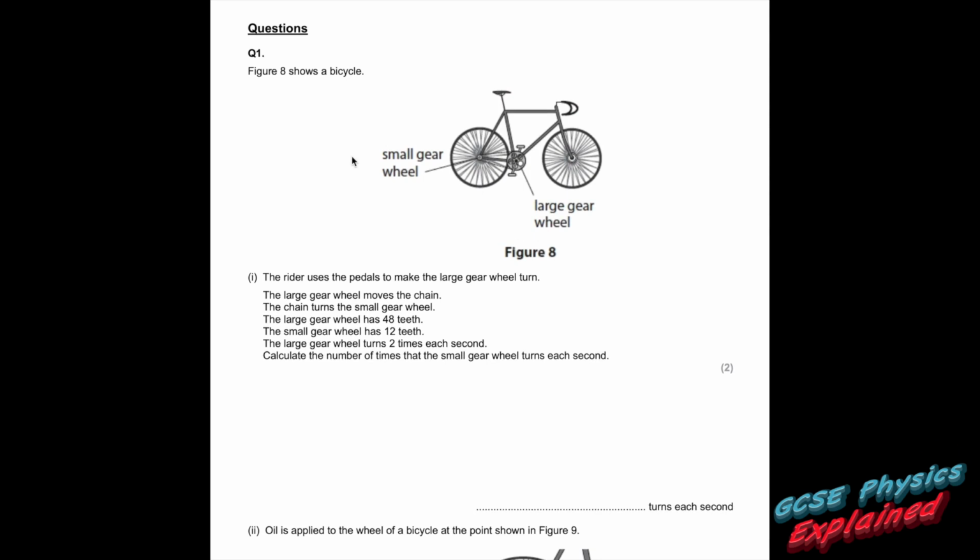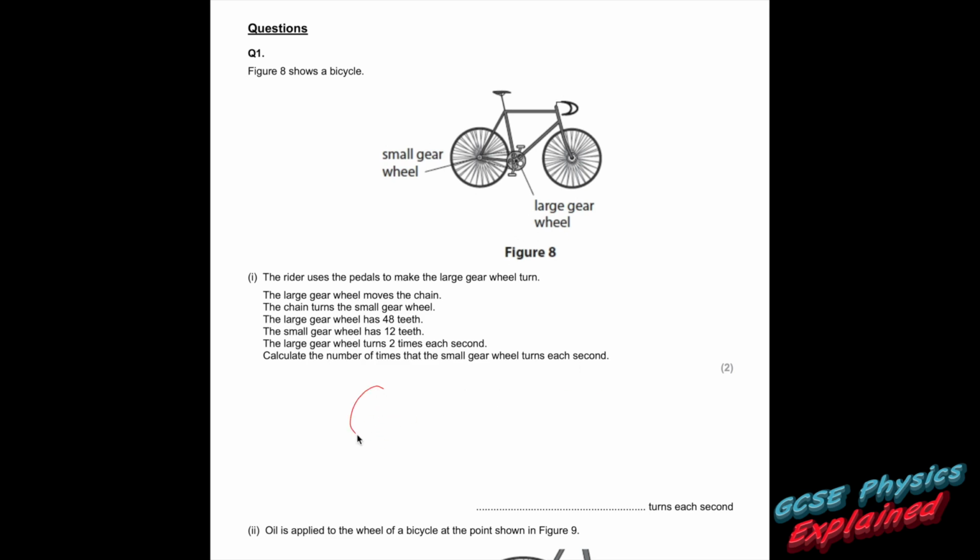Question 1. Figure 8 shows a bicycle. The rider uses the pedals to make the large gear wheel turn. There's the large gear wheel on the front. The large gear wheel moves the chain. The chain turns the small gear wheel. The large gear wheel has 48 teeth. The small gear wheel has 12 teeth. The large gear wheel turns 2 times each second. Calculate the number of times that the small gear wheel turns each second.